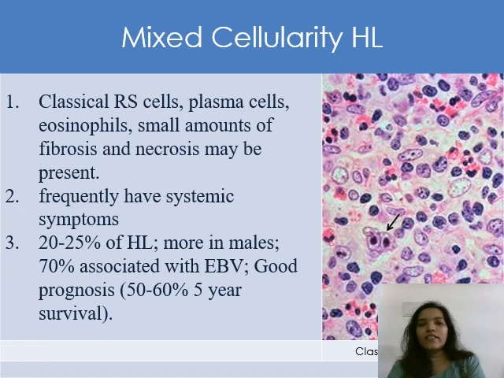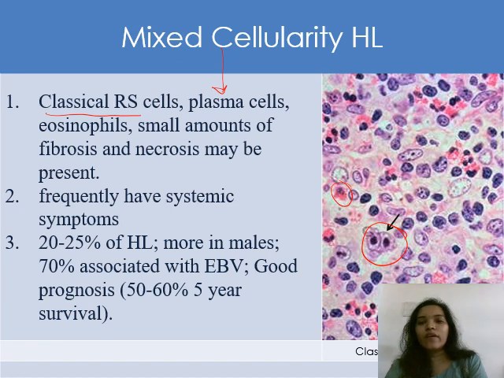Classical RS cells will be seen in mixed cellularity, and as the word tells you, mixed cellularity will contain all the inflammatory cells in the background. We can clearly appreciate the eosinophils. There will be increased plasma cells, lymphocytes, neutrophils, all in the mixed cellularity background with classical type RS cells, which have an appearance like that of an owl eye.